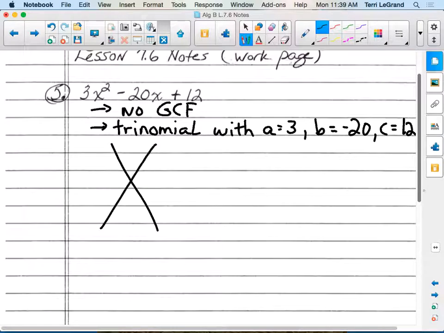We have to take our A times our C, so we have to take 3 times 12. What is that? 36, okay. And they have to add up to what? -20.